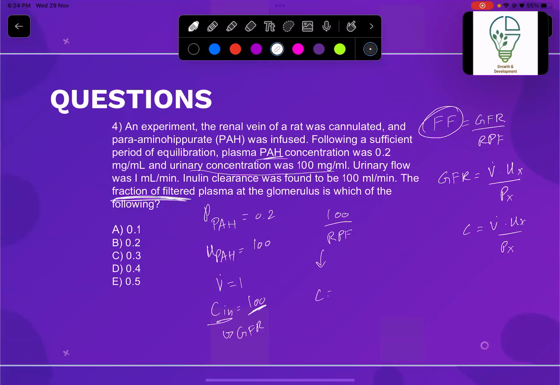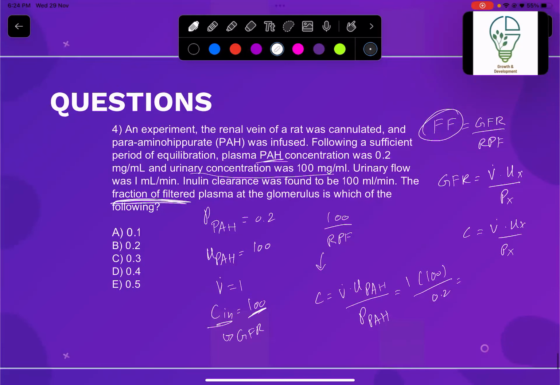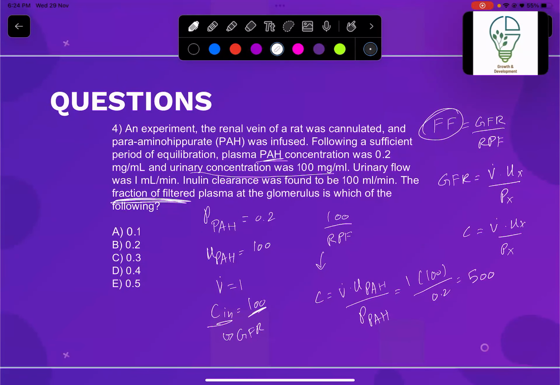So remember how we said that the clearance is just the urine flow multiplied by the concentration of the substance in the urine over the concentration of the substance in the plasma. And because PAH is indicative of RPF, we just find the clearance of PAH. So the urine flow itself is 1, and the concentration of PAH in the urine is 100, and then we just divide it by 0.2. Okay, so let me just use my calculator. So this gives us 500.